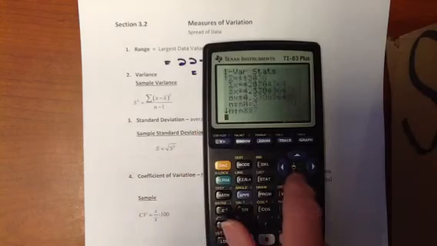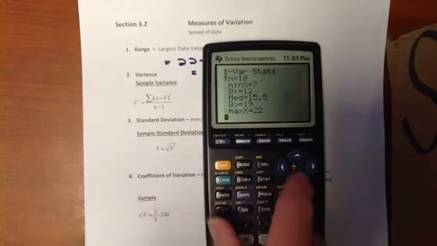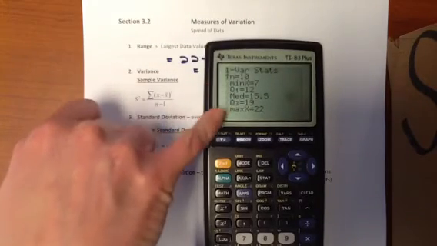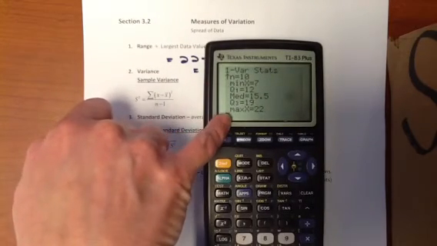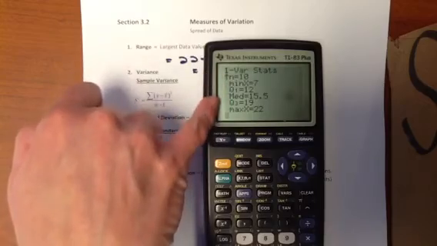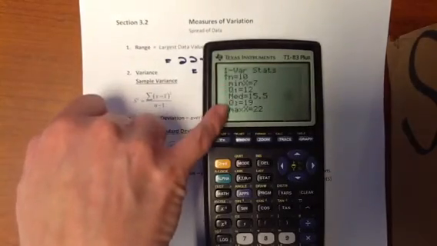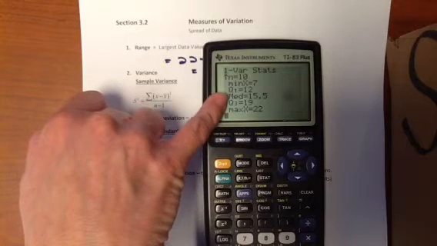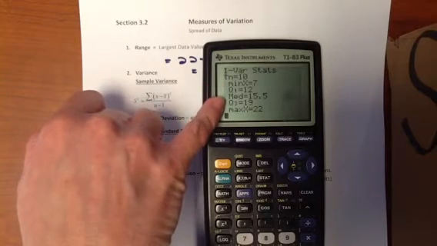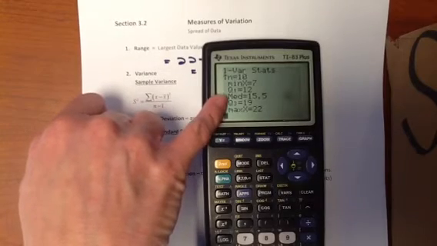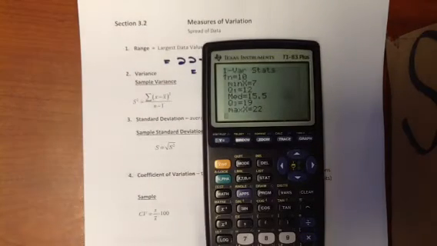Now, I'm going to arrow down and look at the last numbers here. It gives us the sample size was 10, the minimum data value was 7, as well as the max of 22. So we could just go here and calculate our range. It also gives us the first and third quartiles as well as the median. The first and third quartiles we'll talk about in section 3.3, and we already talked about the median, which is 15.5.